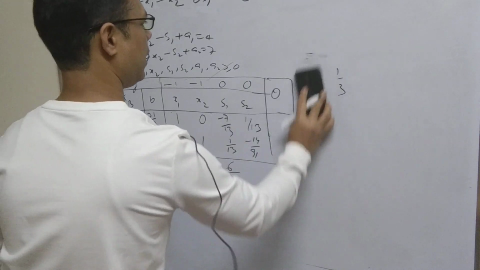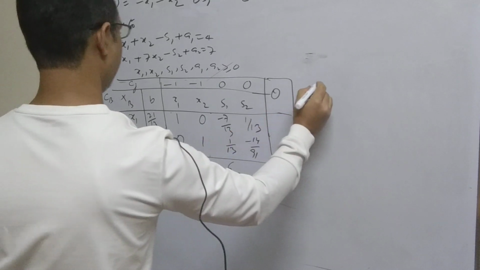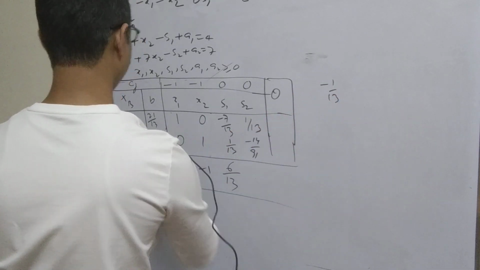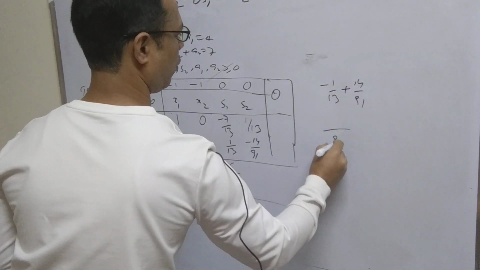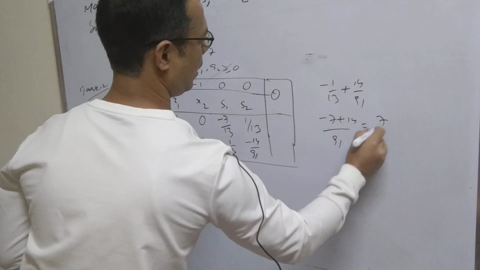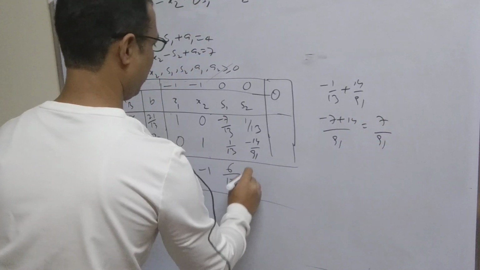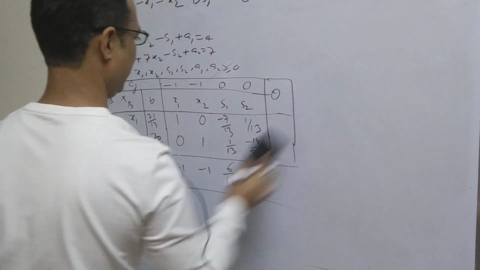Now next, minus 1 into minus 1 by 13, minus 1 by 13, plus 14 by 91. If you take this one, minus 7 plus 14, it means 7 by 91. So you need to write here 7 by 91. It's just a simple algebraic calculation, nothing else.